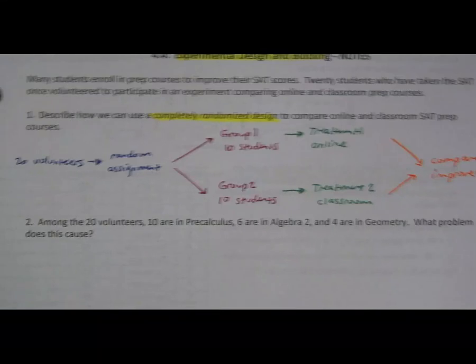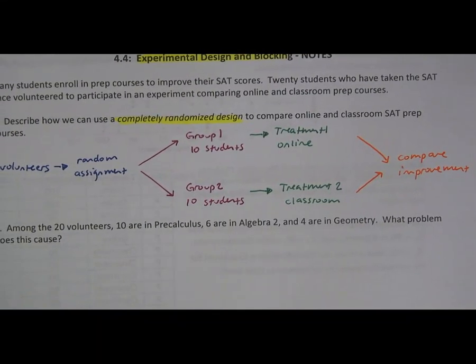This is a diagram of a completely randomized design. I randomly assign individuals to treatments. In this case, I just split them down the middle, 10 and 10. My 2 treatments are online and classroom, and I need to compare them.